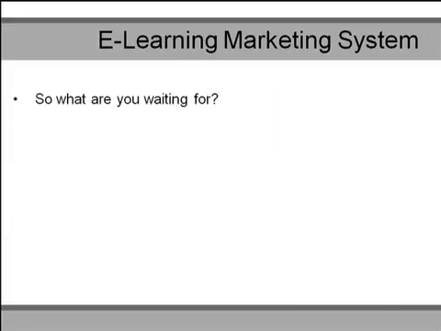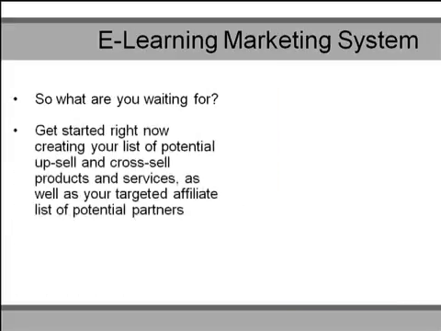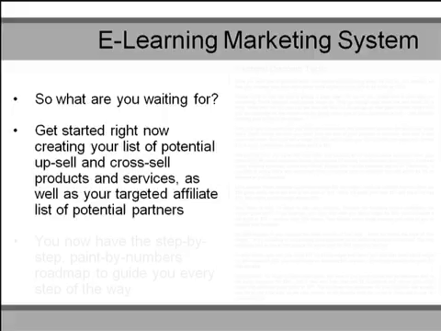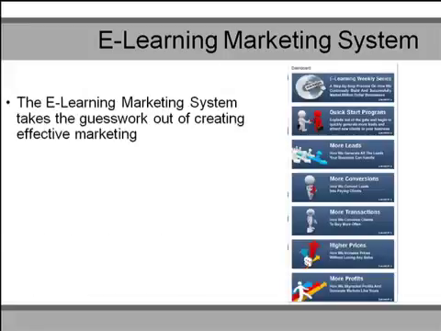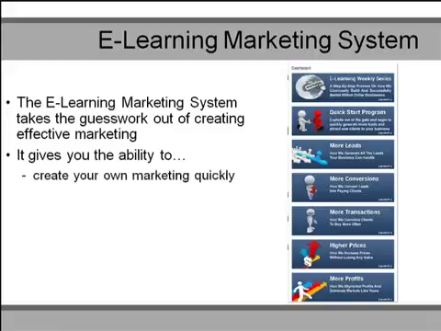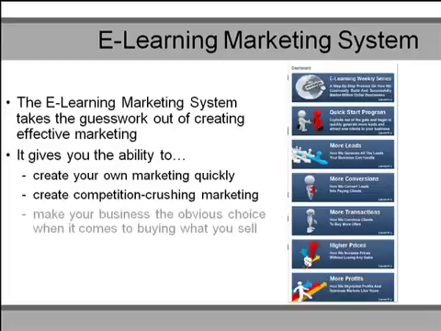So what are you waiting for? Get started right now, creating your list of potential upsell and cross-sell products and services, as well as your targeted affiliate list of potential partners. You now have the step-by-step, paint-by-numbers roadmap to guide you every step of the way. Thanks to the e-learning marketing system, we've taken the guesswork out of the equation when it comes to creating effective sales and marketing, and given you the ability to not only create your own marketing quickly, but to create marketing that will crush your competition and make your business the obvious choice when it comes to buying what you sell.